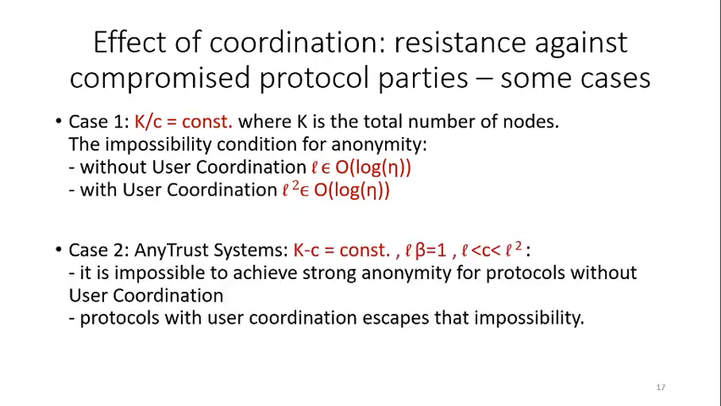In another example, for any-trust systems, there are only a constant number of nodes which are honest and most of the nodes are dishonest. In that case, for most of the scenarios, strong anonymity is impossible without user coordination. However, protocols with user coordination in most cases escape that impossibility.